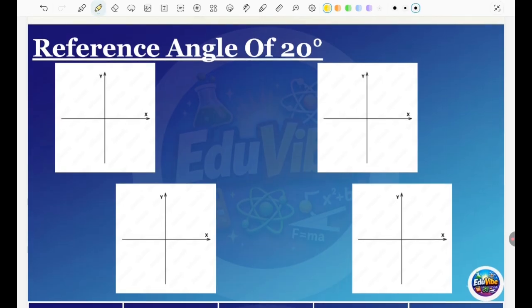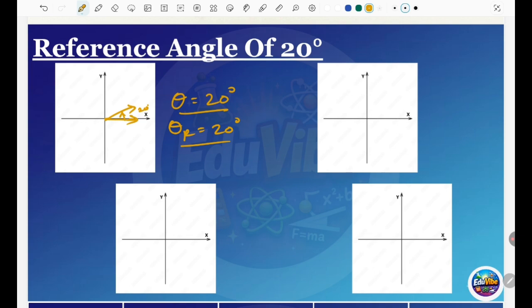So we have to make the reference angle of 20 degrees in all 4 quadrants. We have 4 graphs over there. For the first one, the reference angle is over there, and this is 20 degrees. In the first quadrant it stays at 20 degrees, the same as theta. So our theta over there is 20 degrees and the reference angle is 20 degrees. It's just a small angle. So this is your 20 degrees.